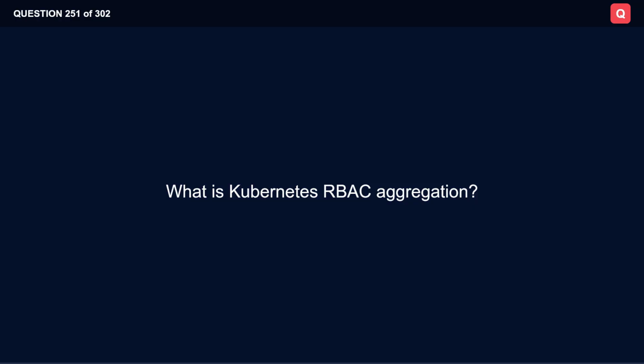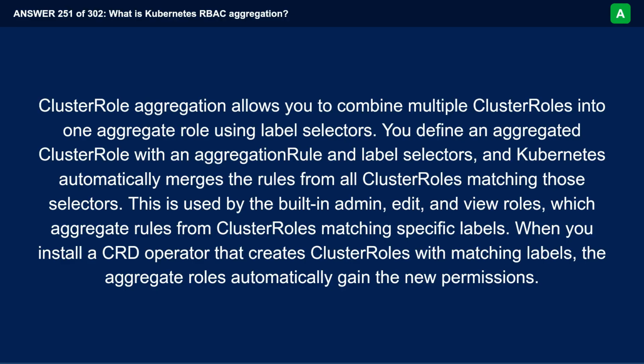What is Kubernetes RBAC aggregation? Cluster role aggregation allows you to combine multiple cluster roles into one aggregate role using label selectors. You define an aggregated cluster role with an aggregation rule and label selectors, and Kubernetes automatically merges the rules from all cluster roles matching those selectors. This is used by the built-in admin, edit, and view roles, which aggregate rules from cluster roles matching specific labels. When you install a CRD operator that creates cluster roles with matching labels, the aggregate roles automatically gain the new permissions.